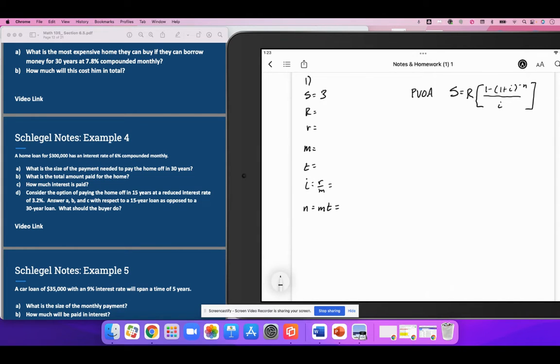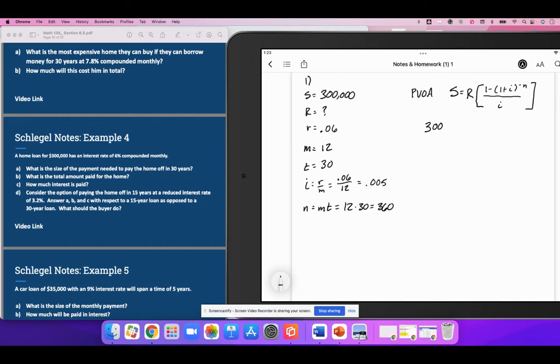We have an initial value of $300,000. We are looking for the size of the payment. 6% is our interest rate. It's monthly. And the T is going to be for 30 years. So our R over M is going to be 0.06 over 12. I think that's going to be 0.005. Let me grab my calculator real fast. Yep. And MT is going to be 12 times 30, so 360.